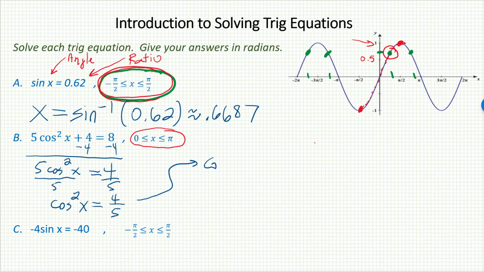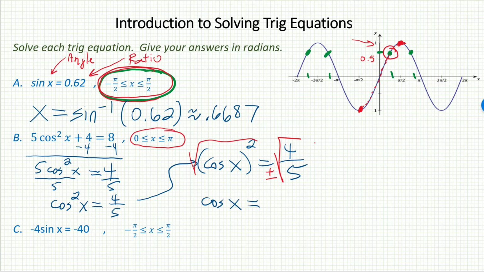And then remember, cosine squared x means the entire cosine x is being squared. I would like to just have this say cosine x equals, so to get rid of the squared, I'll square root each side. Remember that when you square root both sides of an equation, you must include the plus or minus. That's interesting because it means I end up with two results here. Cosine x equals positive or negative square root of 4/5. I can simplify that. Square root of 4 is 2. Square root of 5 does not simplify. I'm not going to worry about rationalizing that. This is not any kind of final answer.